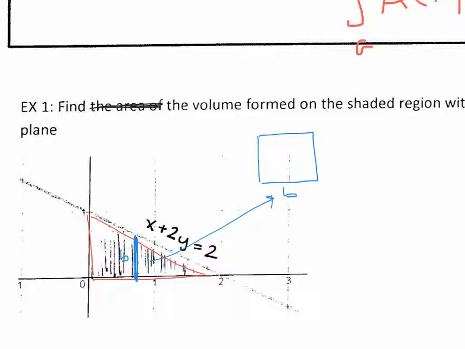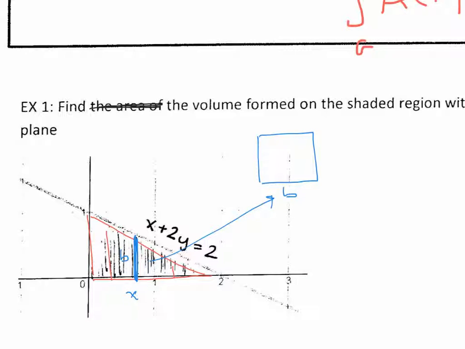Now that cross section is going to change, right? At x, it's this height, but if I move it over here, it's bigger. If I move it down here, it's smaller. So I want to leave the height of my cross section in terms of x, because I want to integrate with respect to x.